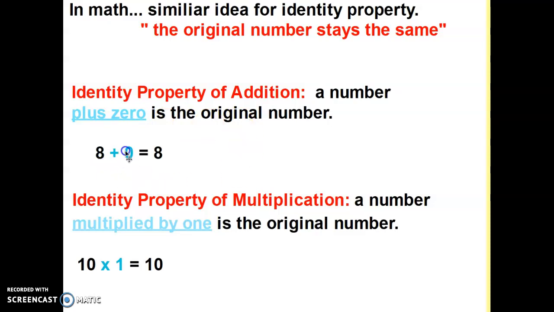So it's kind of like SpongeBob. We put on a hat, we end up with SpongeBob, right? But for addition, we would add 0. That's the only number we can add and still keep that number the same. So identity property of addition is a number plus 0.